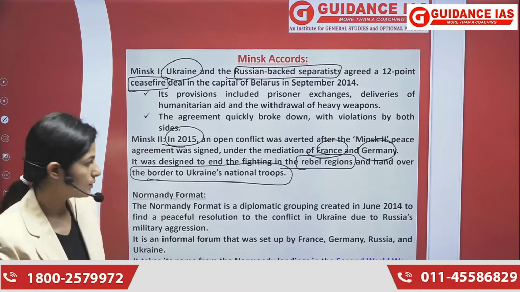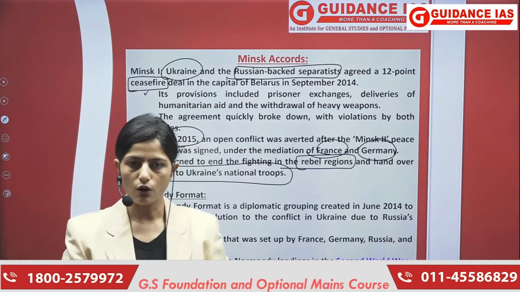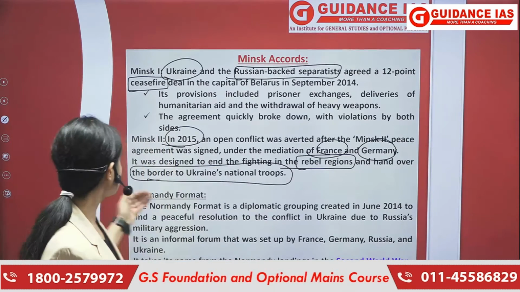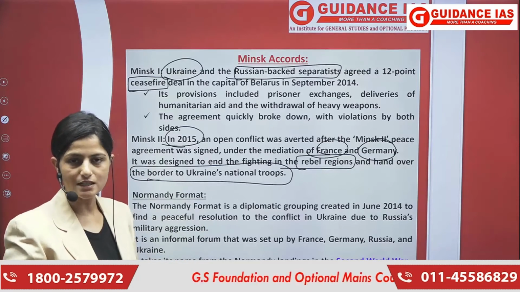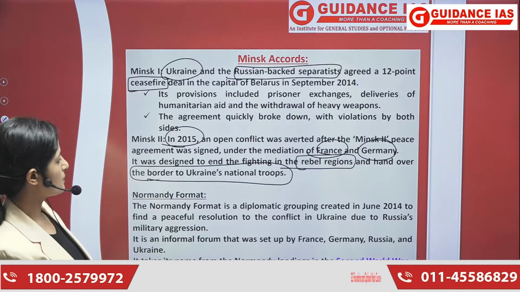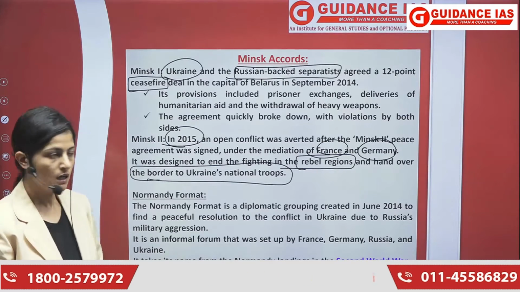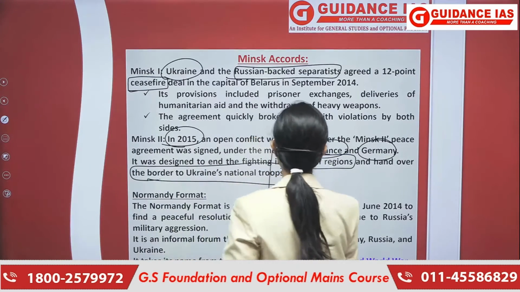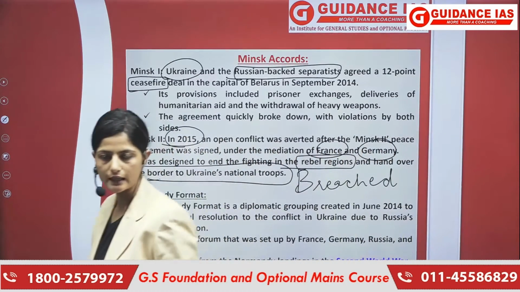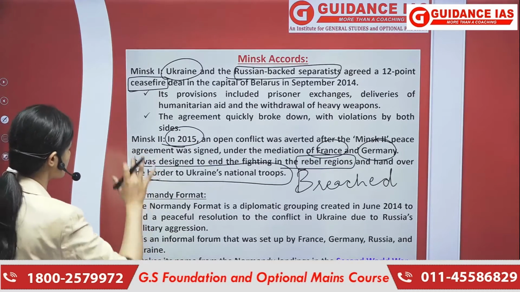So for the ceasefire only, for the rebel region, there should not be more fights or wars or any of these things. We must do things which bring peace and which take us towards peace. And it also decided to hand over the borders to Ukraine's national troops. But again, both of them were breached. We have seen the ceasefire violations again and again. Nothing like that happened. So this was about the Minsk agreement or the Minsk accord.